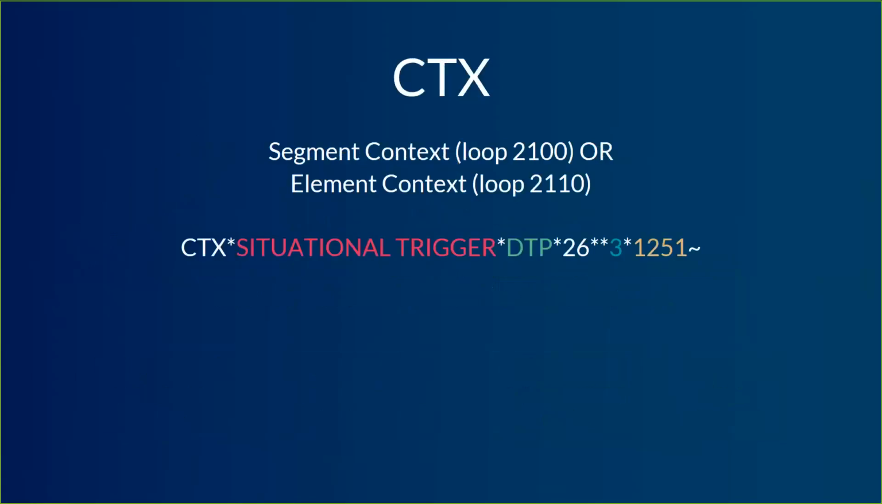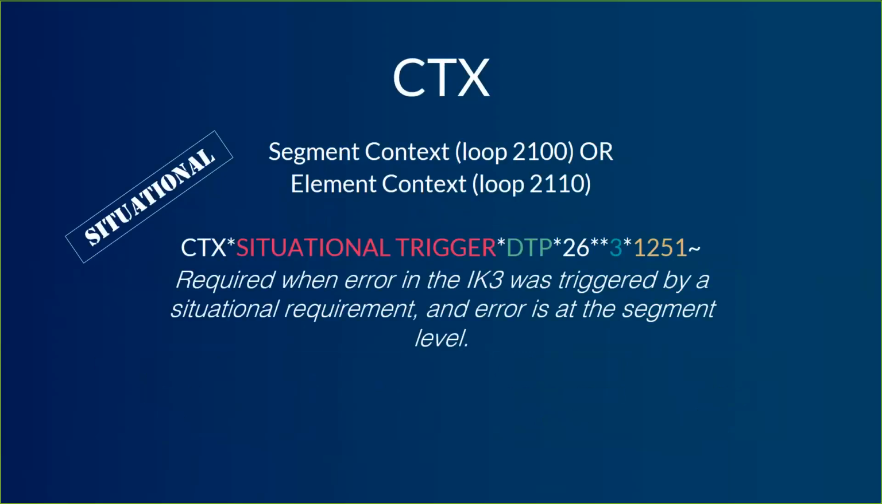And then lastly, after that IK4, I get another CTX. This one is, again, segment context. It is also situational. But again, I'm going to focus on the first position to tell me what this one's all about. And that context identification says situational trigger. So I know that this particular CTX is telling me that the error was situational in nature. Now, the rest of this is going to be some form of identifying the area that triggered the situational rule.